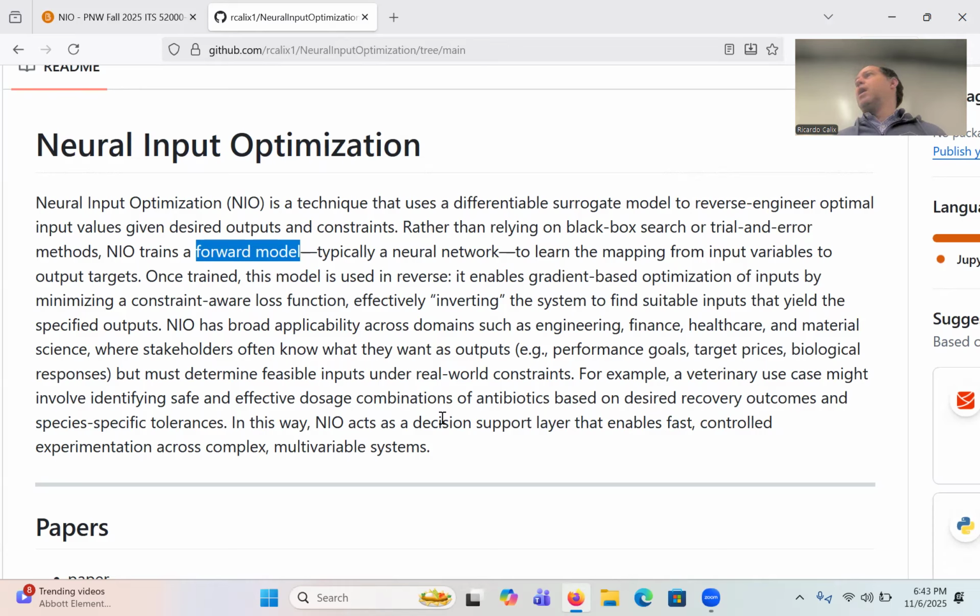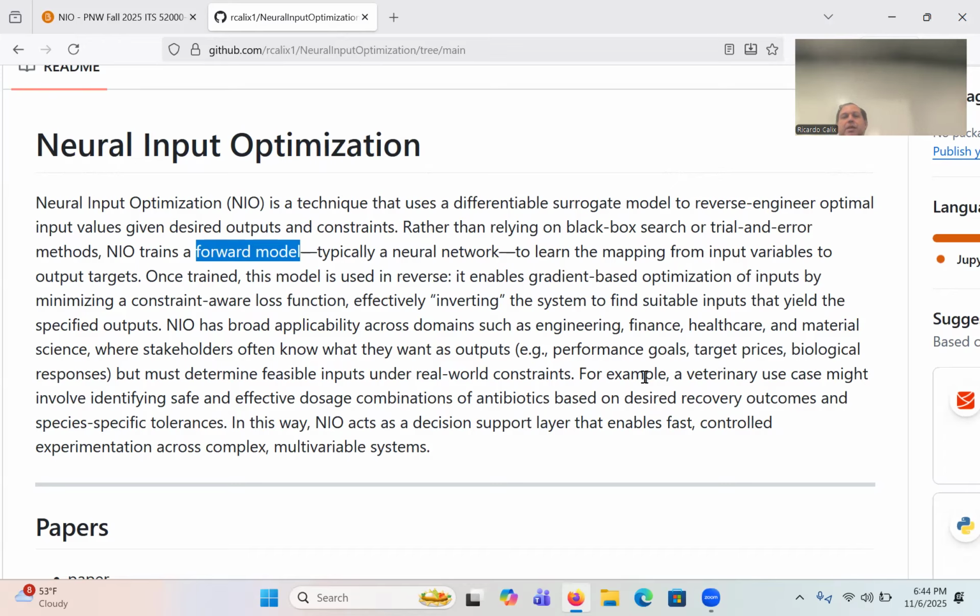So here, you capture some of the physics of some process, chemical process, something like that. All right, so as I was saying, NIO has broad applicability across domains such as engineering, finance, healthcare, material science, where stakeholders often know what they want as outputs, performance goals, et cetera, but must determine feasible inputs under real-world constraints.